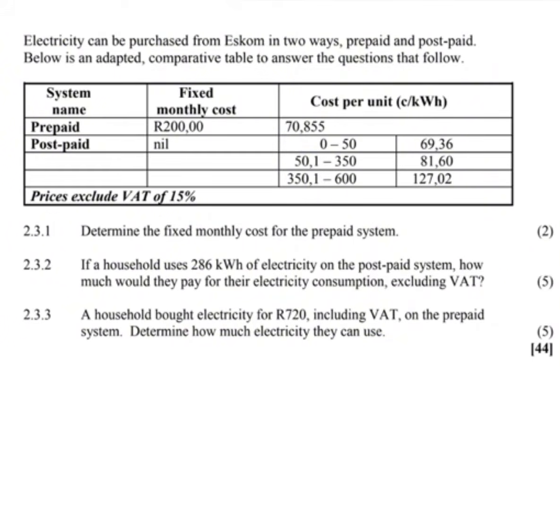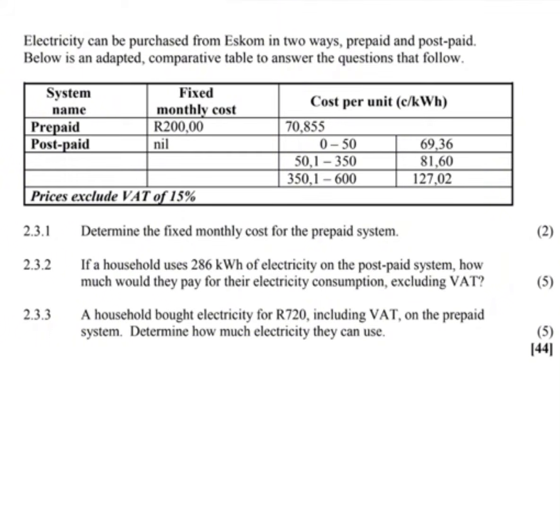Today we'll be doing part 2 of electricity tariffs, whereby we'll be answering an exam question from a previous question paper of September 2021, Gauteng Province. Question 2.3 says, electricity can be purchased from Eskom in two ways, prepaid and postpaid. Below is an adapted comparative table to answer the questions that follow.